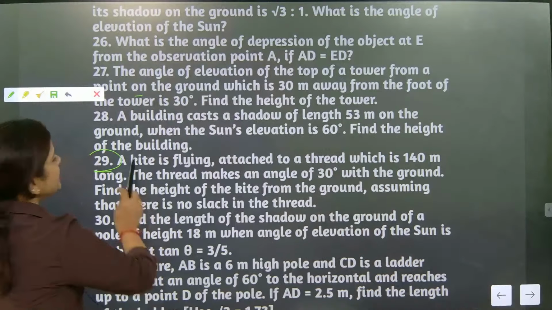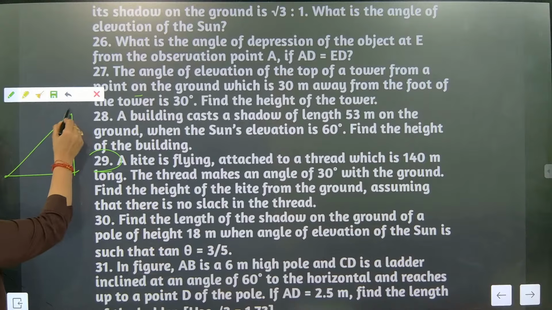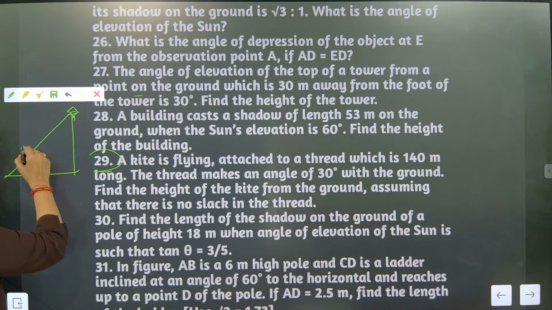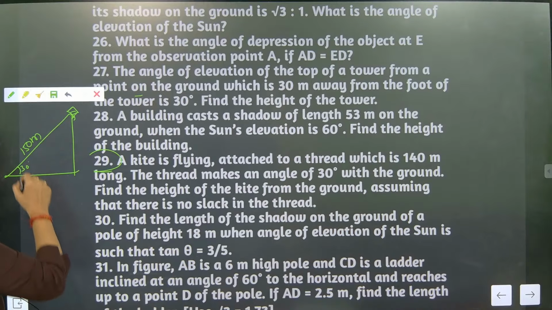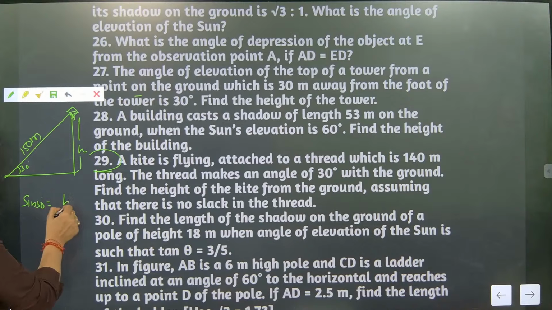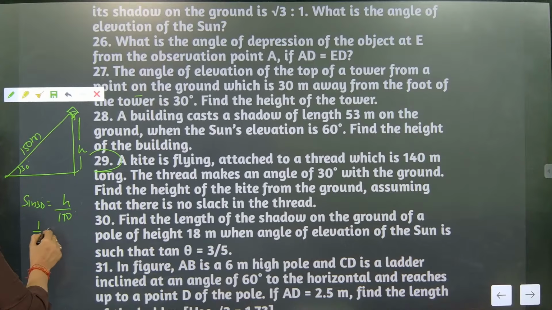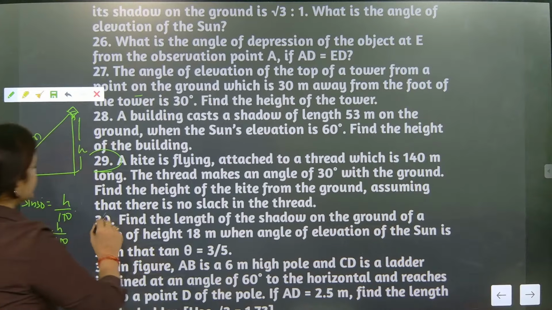Now question number 29: a kite is flying attached to a thread which is 150 meter long. The thread makes an angle 30 degree with the ground. Find the height of the kite from the ground, assuming that there is no slack in the thread. So sine 30 degree is equal to h by 150. So 1 by 2 is equal to h by 150. So h is 150 by 2, which is 75. So height is coming as 75. Understood? So question number 29 is done.